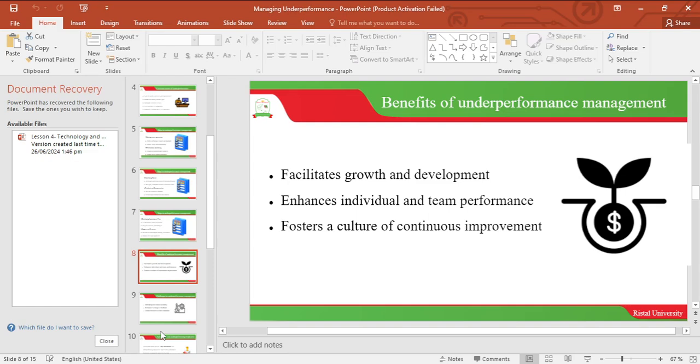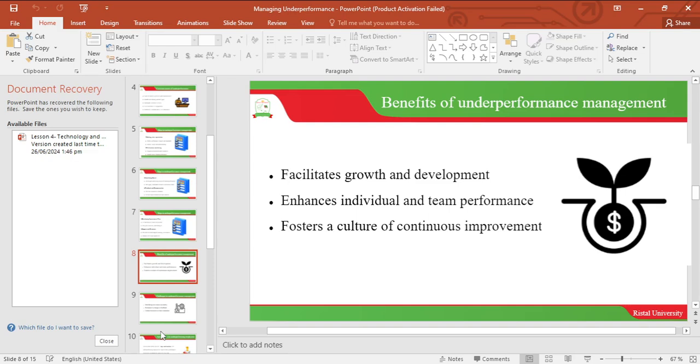Then the next one is it enhances individual and team performance. Okay. The individual employees who are not performing well will be working together. You have someone who's coaching you, you have someone who's mentoring you, they'll be working together as a team to make sure that they improve the performance of the organization.